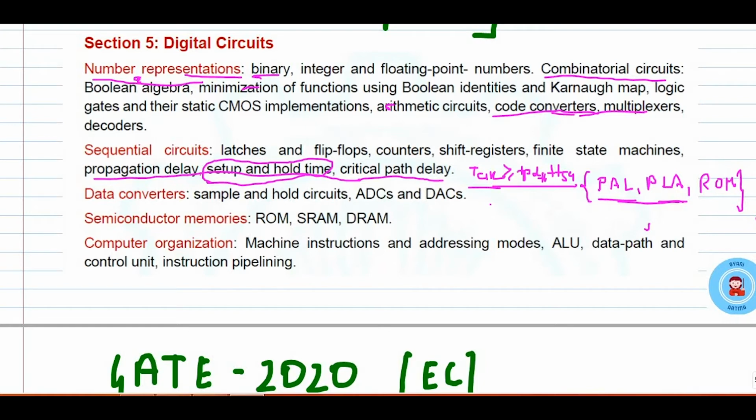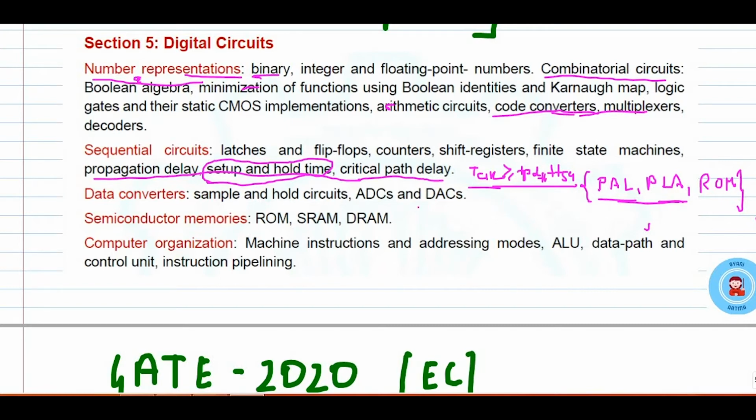And mind it, if you go for an interview to BARC, Bhabha Atomic Research Center, or DRDO, Defense Research, or ISRO, and you take digital electronics as one of your favorite subjects, then damn sure you will be asked a question on setup and hold time.